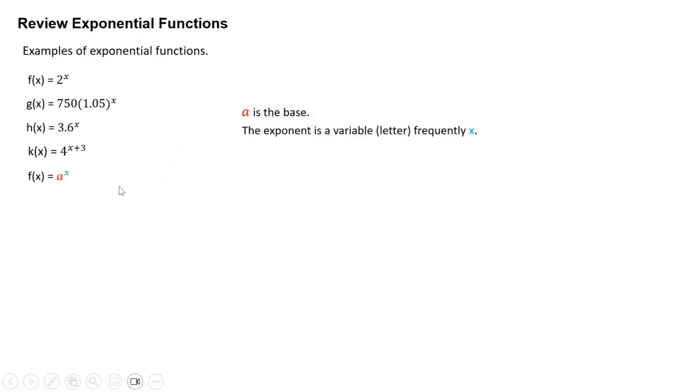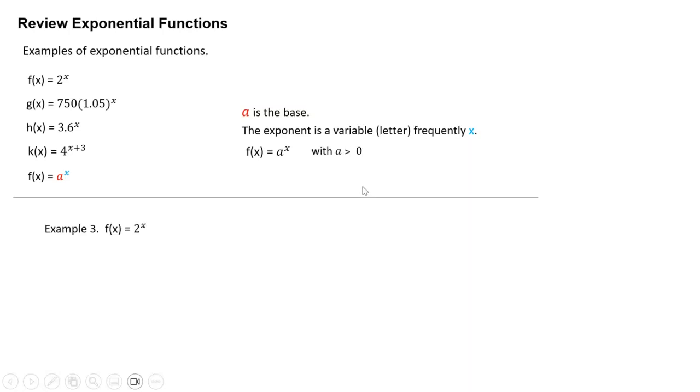Again, this is a review of exponential functions. So this is an exponential function. To graph it, right? These are all examples of exponential functions. Why? Because the exponent is a variable. The a is like the base, and the letter is called a variable. Okay. Now let's graph f of x equals 2 to the x power.